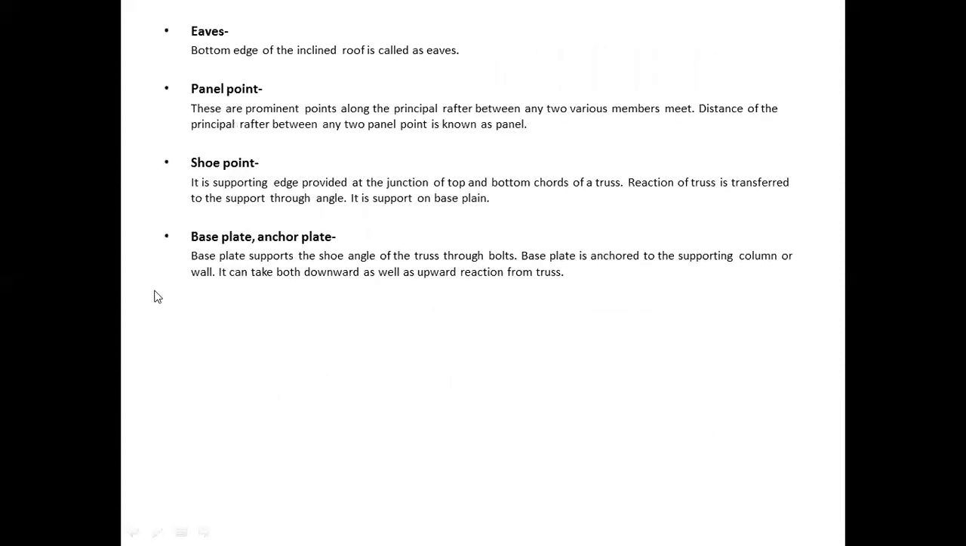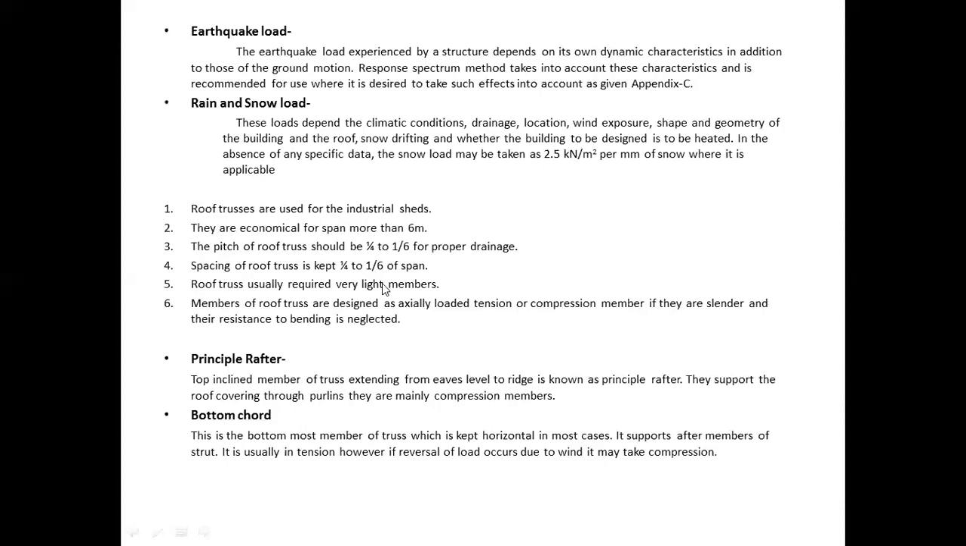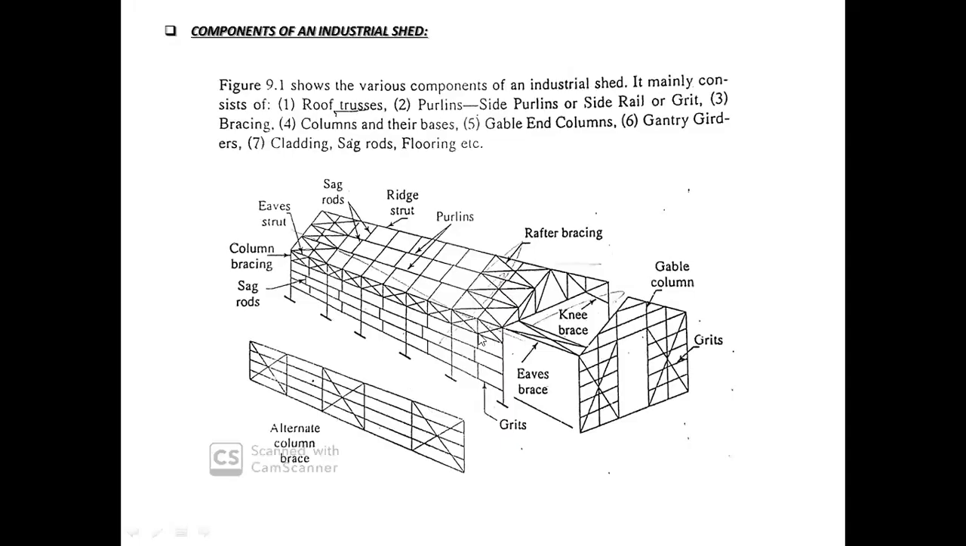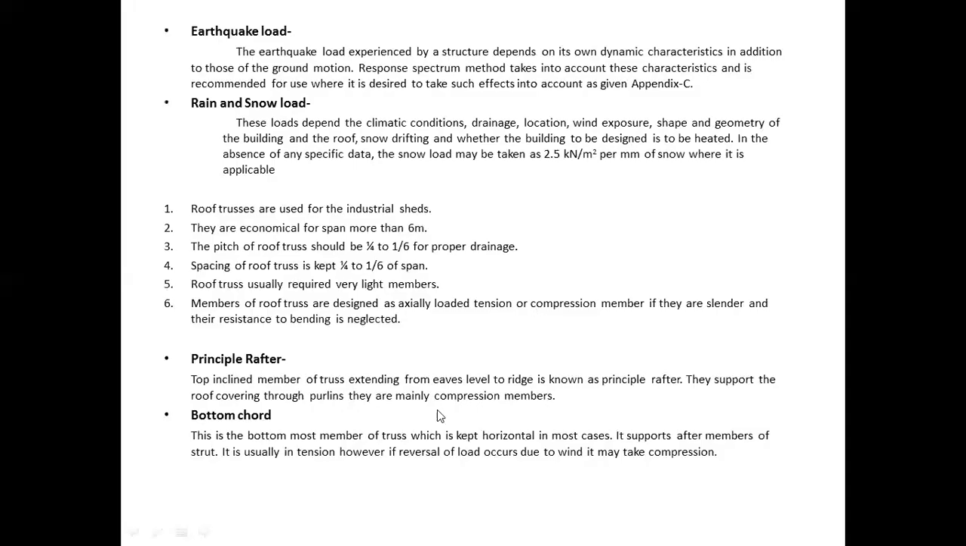Now here these are the components. First, the principal rafter. The top inclined member of a truss extending from eaves to ridge is known as the principal rafter. They support the roof covering through purlins. They are mainly compression members. So this is the principal rafter, from eaves to ridge. So this is called the principal rafter.